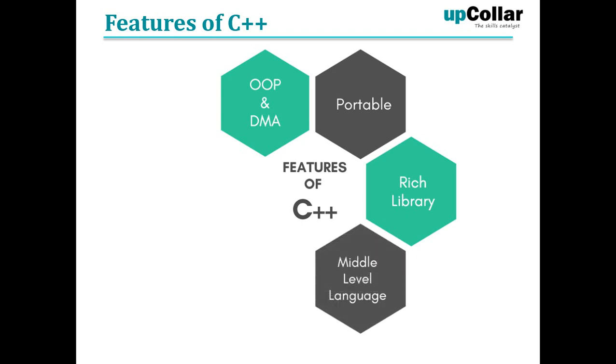C++ is a middle-level language. It has the ability to do both low-level and high-level programming. This is the reason why C++ is known as a middle-level programming language. When we talk about low-level programming, C++ is used to develop system applications such as the kernel, drivers, etc.